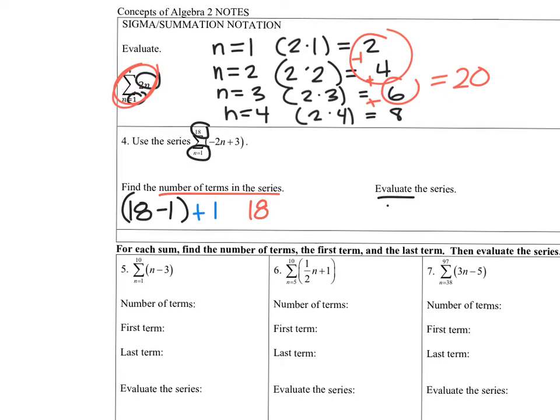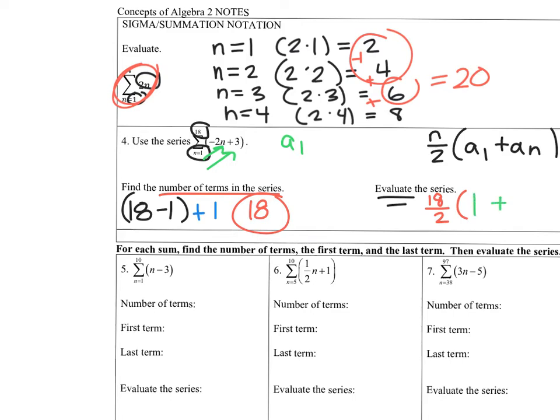So I'm going to evaluate the series using a formula: n over 2 times a sub 1 plus a sub n. I know that there are 18 terms, so that's going to be 18 over 2. Now, to get the first term, you plug in the bottom number. So a sub 1, you plug in 1. Negative 2 times 1 plus 3 is 1. To get the last term, you plug in the top number. So it's going to be negative 2 times 18 plus 3.